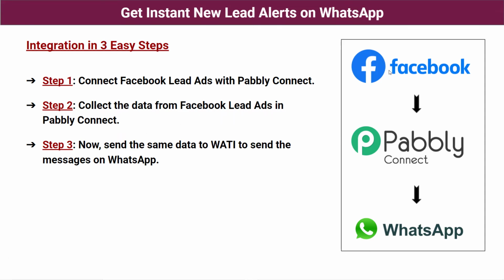Then we have step 2, collect the data from Facebook lead ads in Pabbly Connect. So you're going to make a submission in Facebook lead ad forms. The details of that particular lead will be collected in Pabbly Connect. Now you have step 3, send the same data to Wati to send the messages on WhatsApp. So if you're not familiar with Wati, here's the thing. You can't directly send messages on WhatsApp. So that is why we are using an official API of WhatsApp called Wati to send the WhatsApp message. The process is easy. Let me show you the steps.